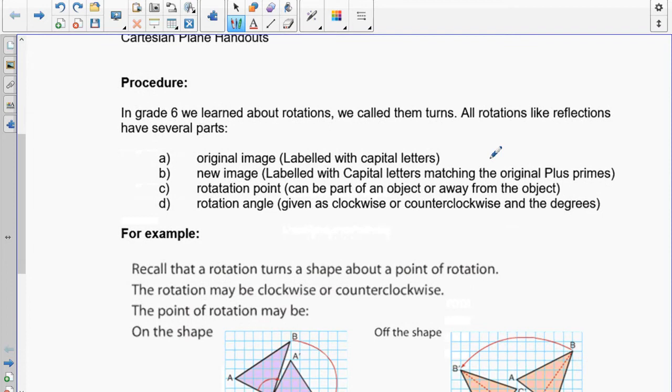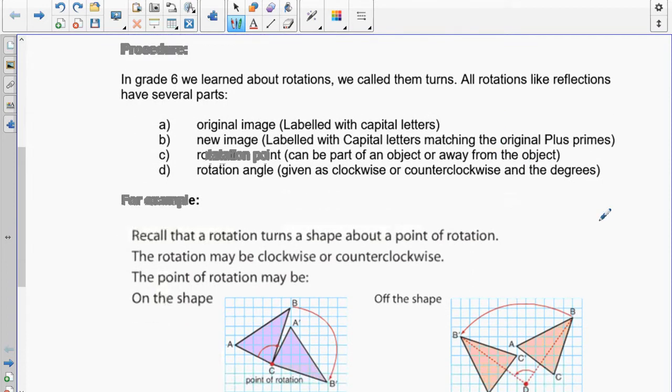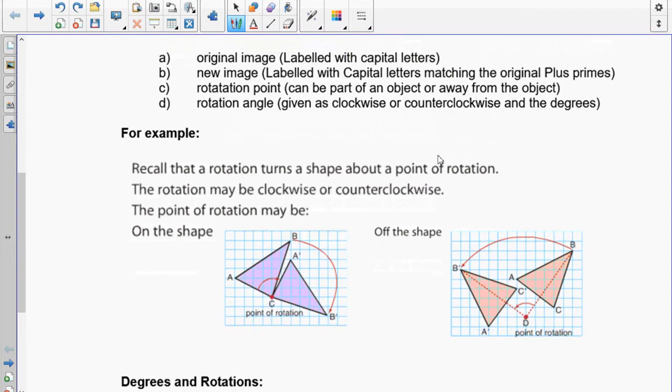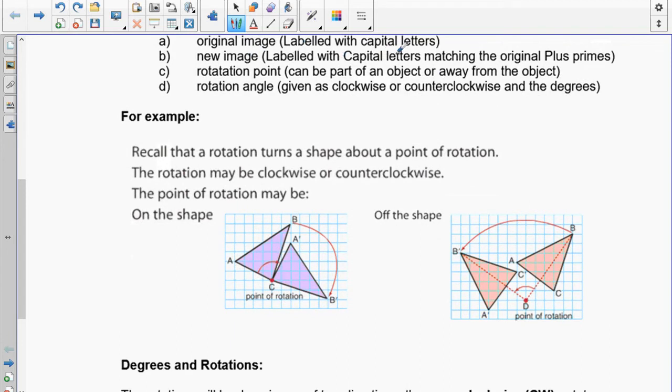Now, in grade 6, we learned about rotations. At that time, we called them turns. Now, all rotations, like reflections, have several parts. You have what's called the original image, which is labeled with capital letters. You have the new image, which is labeled with capital letters plus a prime. And then you have the rotation point, which is what you're going to be turning around.